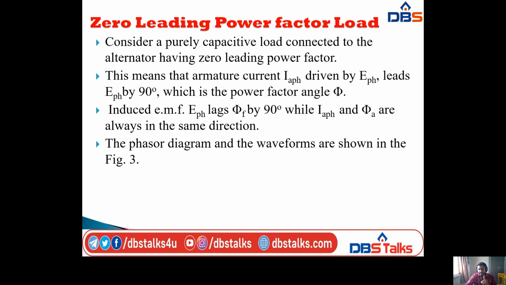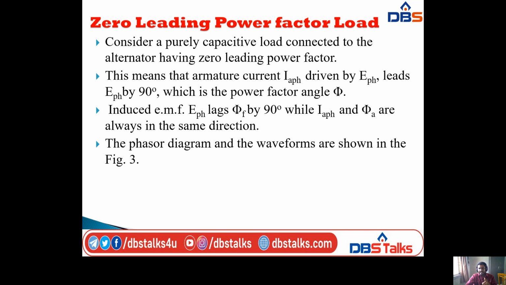This means that the armature current per phase, IA phase, driven by E phase, leads E phase by 90 degrees, which is the power factor angle phi. So here the induced EMF E phase lags phi f, that is the main flux, by 90 degrees, while IA phase, that is the armature current per phase, and phi a, that is the armature flux per phase, are always in the same direction.